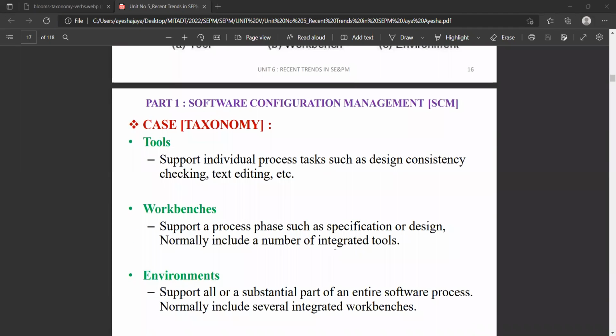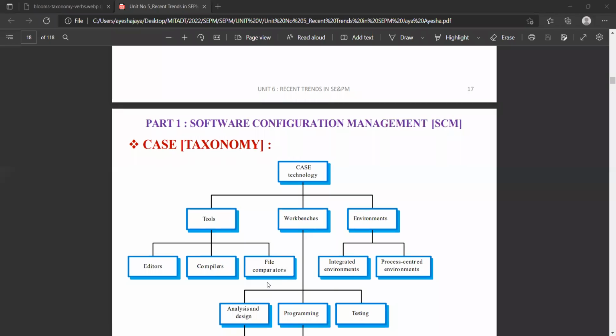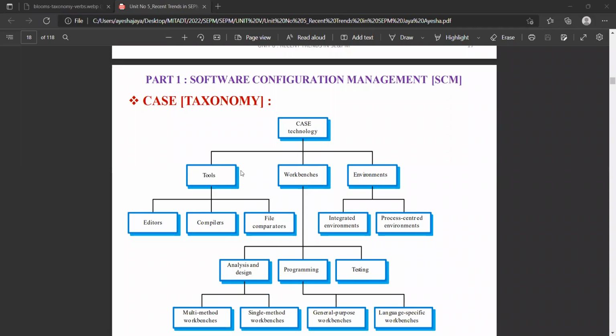So what is the CASE taxonomy? You require tools, you require workbenches, and you require environments. Okay, environment is something which is not a part of our product or project, but it needs to be taken care of, which is around us, so that risks are less. We know what risks can come as per environment, and we are aware of it, and we handle it before it happens. Then what's the taxonomy? So it starts with CASE technology, it has tools, workbench, and environment just discussed.